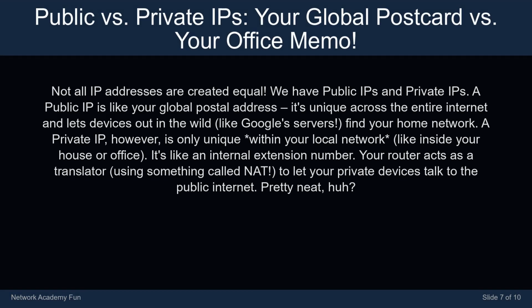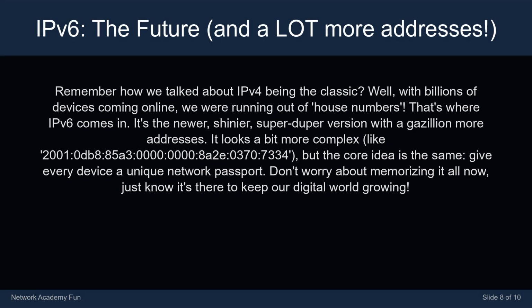Not all IP addresses are created equal. We have public IPs and private IPs. A public IP is like your global postal address. It's unique across the entire internet and lets devices out in the wild, like Google's servers, find your home network. A private IP, however, is only unique within your local network, like inside your house or office. It's like an internal extension number. Your router acts as a translator, using something called NAT, to let your private devices talk to the public internet. Pretty neat, huh?